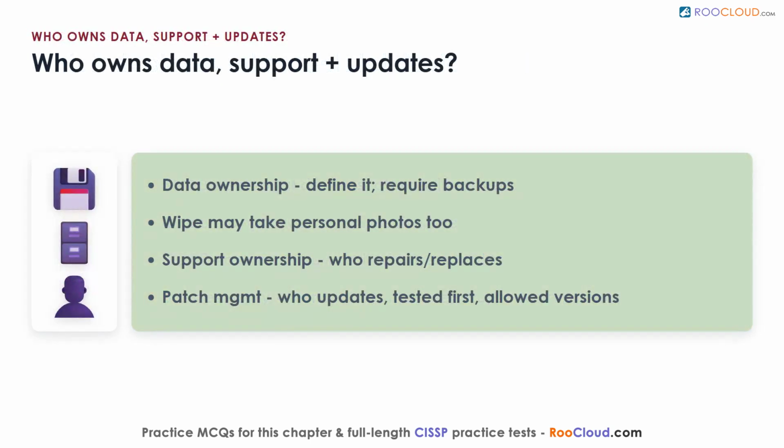Who owns the data, the support, and the updates on these devices? Your policy has to say so plainly. Data ownership gets thorny when personal and business data mix, especially when a lost device is wiped and takes an employee's photos with it, so define ownership and require backups up front. Support ownership settles who repairs or replaces a broken device, the company or the individual. And patch management spells out who installs updates, whether the organization tests them first, and which operating system versions are even allowed. Think of a company car again. You decide in advance who fuels it, who fixes it, and who is liable when something goes wrong.